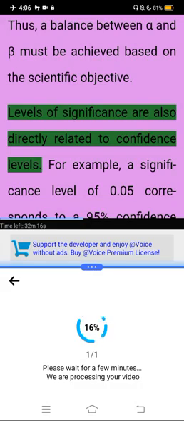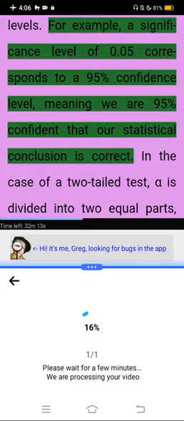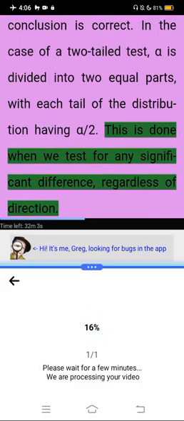Levels of significance are also directly related to confidence levels. For example, a significance level of 0.05 corresponds to a 95% confidence level, meaning we are 95% confident that our statistical conclusion is correct. In the case of a two-tailed test, alpha is divided into two equal parts, with each tail of the distribution having alpha/2. This is done when we test for any significant difference, regardless of direction.